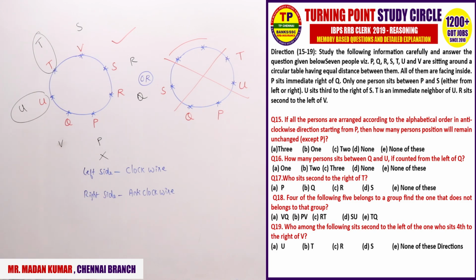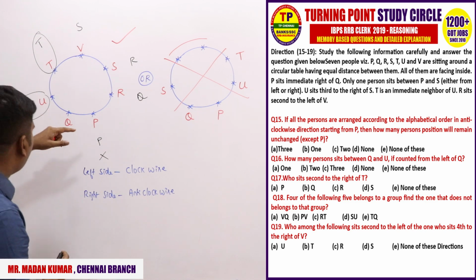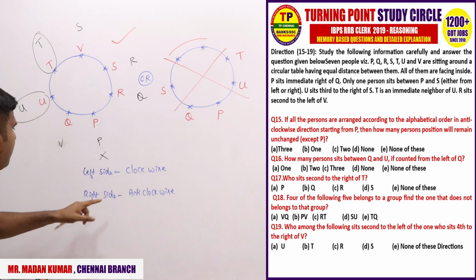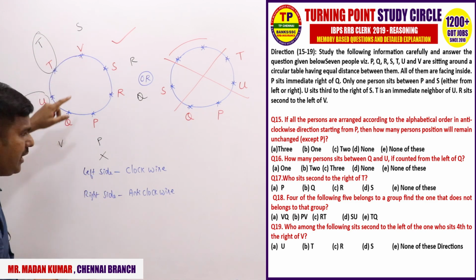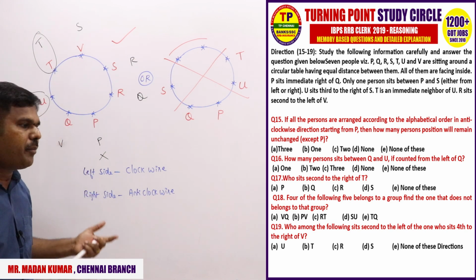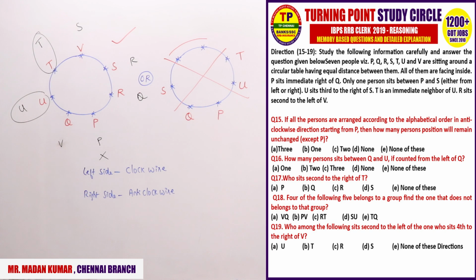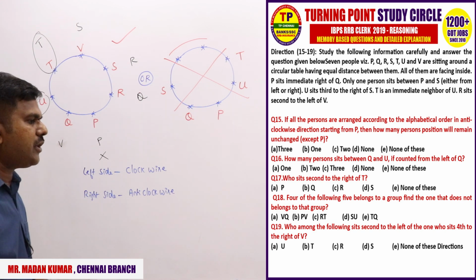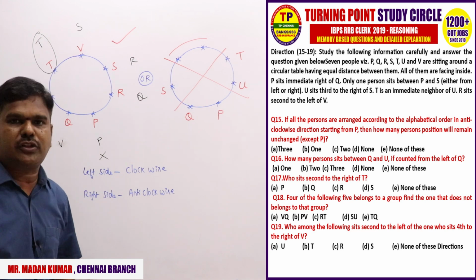And what is the next one being given? How many persons sit between Q and U if counted from the left of Q? Q and U, left of Q. Left means we need to see clockwise direction only. So between Q and U, how many are there? None, right? Nobody is there. Any option being given? None. So the fourth option, we need to go ahead with the fourth option.